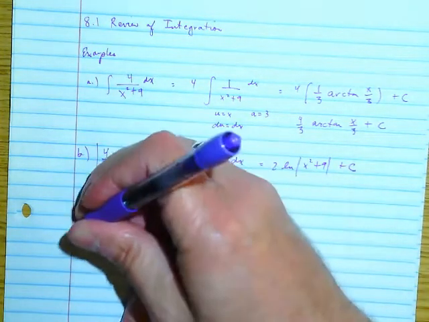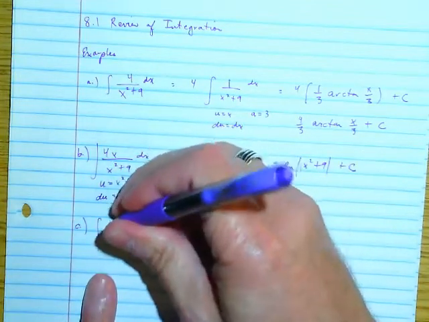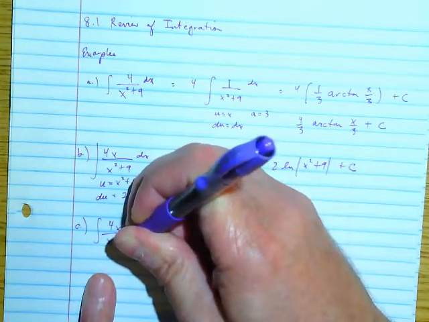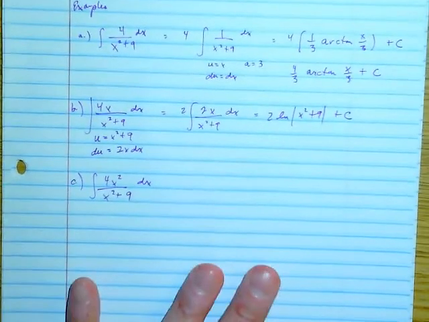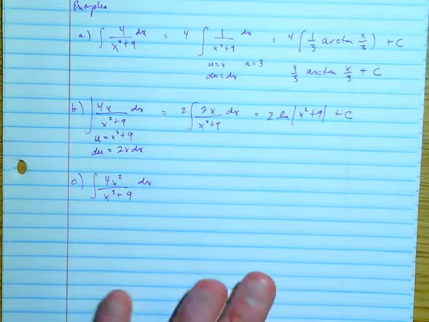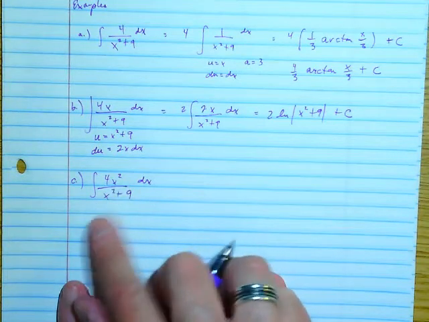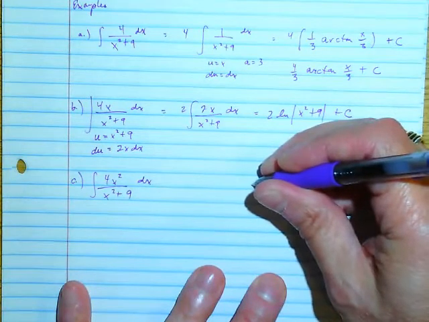Okay, and another example in this. Are they similar? Well, they're similar, but not exactly the same: the integral of 4x squared over x squared plus 9 dx. This is one that we seem to forget: if the degree is the same, the first thing we need to do is some division. So let's do a little bit of division.